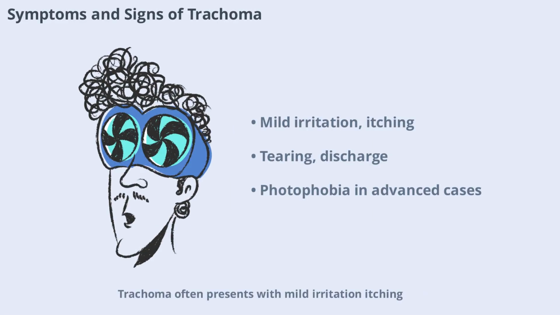Trachoma often presents with mild irritation, itching, foreign body sensation, tearing, and discharge. In early stages, there may be no symptoms in individuals with good hygiene and resistance. As the disease progresses, more severe symptoms and complications can develop, including photophobia and vision problems. Recognizing these early signs is important for timely diagnosis and management.